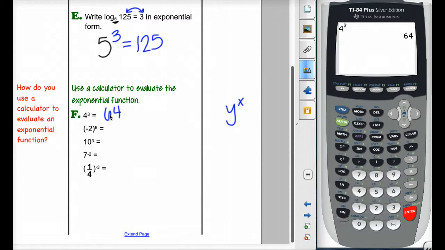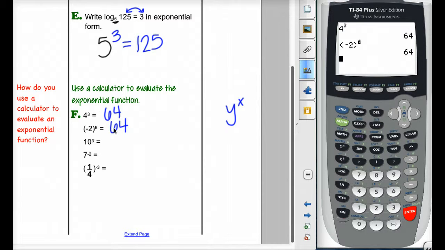Then we have negative 2 to the 6th. We need to make sure that we're using the parentheses because without the parentheses, that is telling us we're going to take the negative last, which would make a difference. So negative 2 to the 6th power is also 64 again.